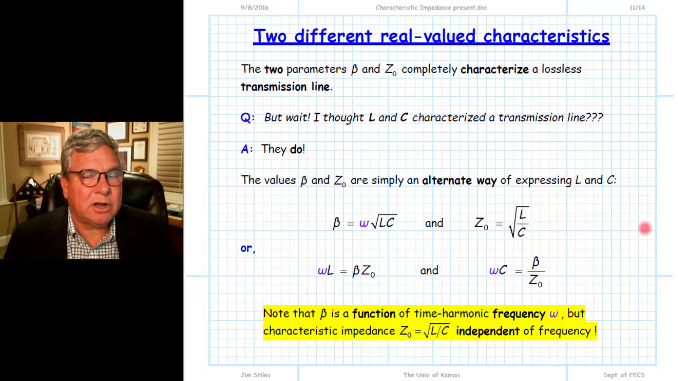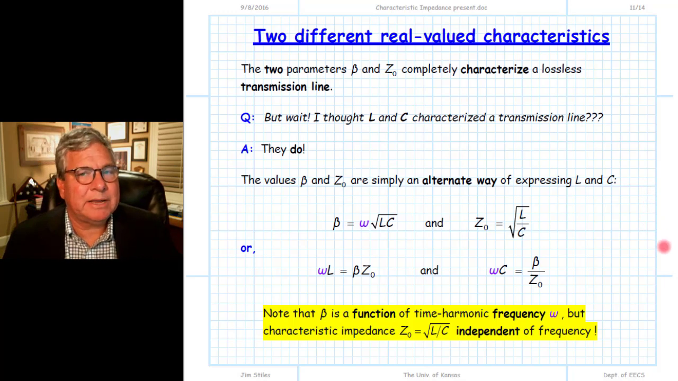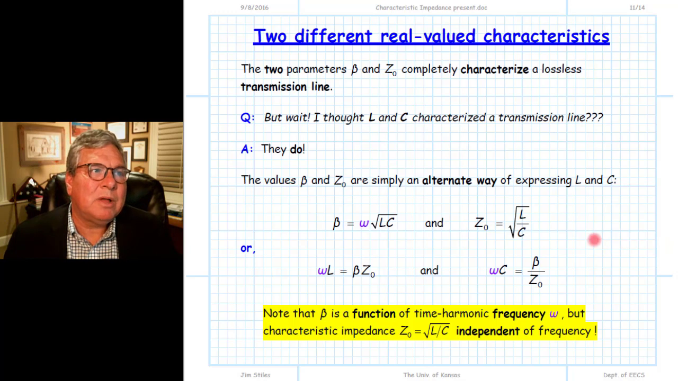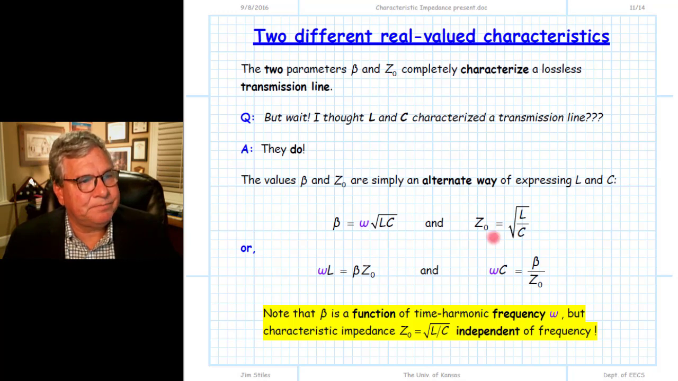So since we started talking about transmission line analysis, we began, in a lossless line, with the parameters of inductance per unit length and capacitance per unit length. But since then, in our mathematical analysis, we've discovered a value which we call beta, which is omega times the square root of the product L and C, and then another value Z0, characteristic impedance, which is equal to the square root of the ratio of L and C. These two values, beta and Z0, are the two values that we use to characterize a lossless transmission line.